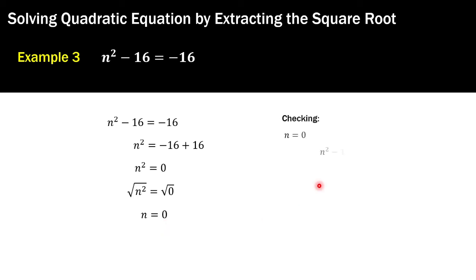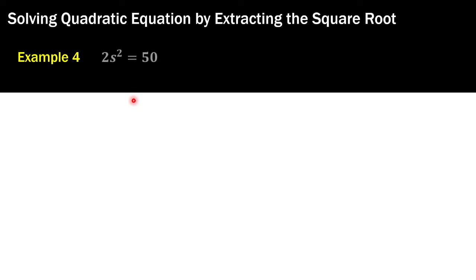To check, let us substitute 0 for the variable n, and that would be 0 squared minus 16 is equal to negative 16. And it would result in negative 16 is equal to negative 16. Therefore, the solution of the equation n squared minus 16 is equal to negative 16 is n is equal to 0. For our last example, let's say we have 2s squared is equal to 50.